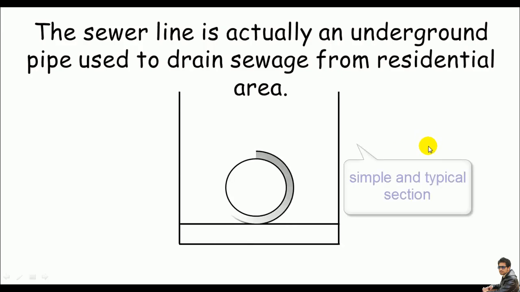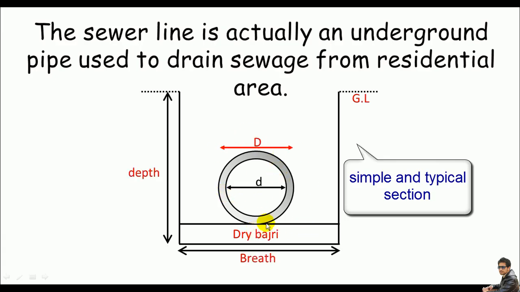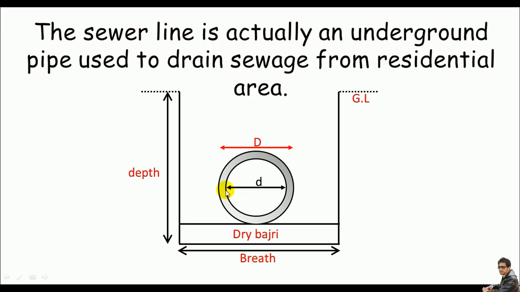Say this is just a sewer line with pipe and some kind of dry brickwork at the base. Here the concrete may be used like a lean concrete, and these are some ground levels, the diameter, the depth of the trench, and the breadth of the trench. This is a sample and typical section of a sewer line, and we'll do estimation for the same section.